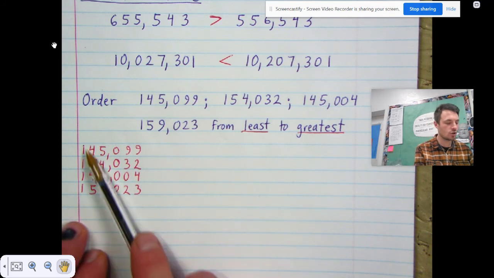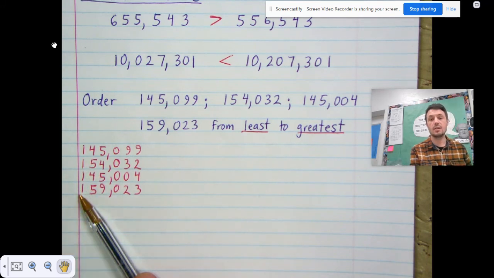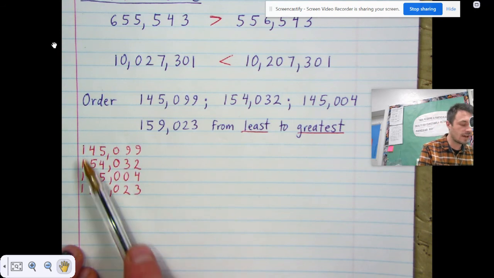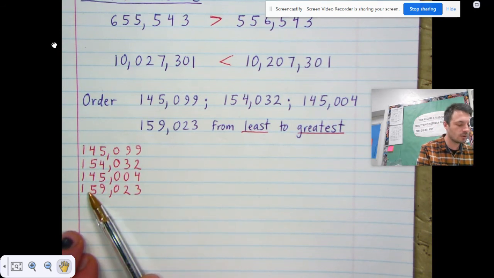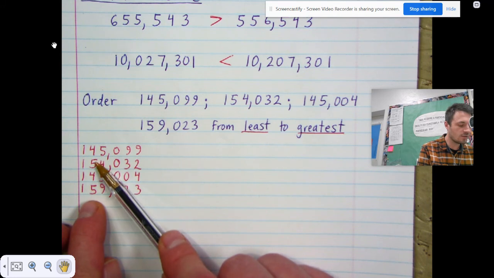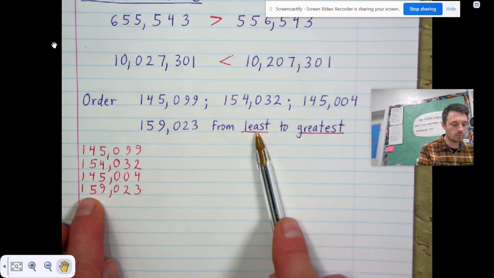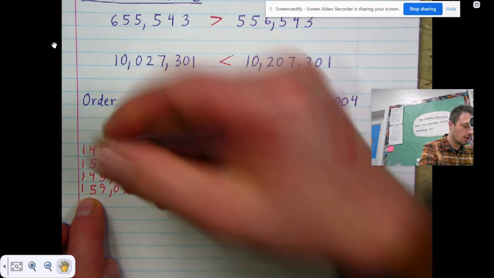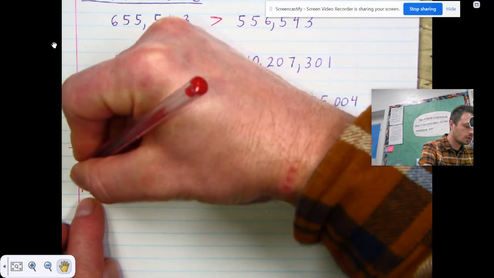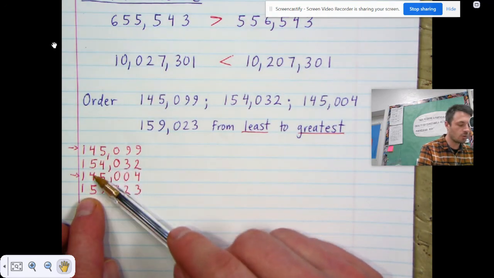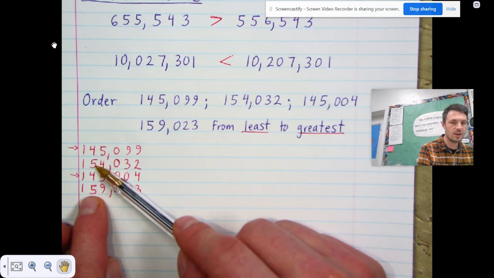And now I compare starting at the left, because that's where the digits are weighted the most. A 2 in the 100,000s place is worth a lot more than a 2 in the hundreds place. So I start over at the left, and they're all ones, which means I need to keep moving over. Here I have a 4, a 5, a 4, and a 5, and these are all in the 10,000s place. So I'm going from least to greatest, so I'm looking for the smallest number. And I know right off the bat it has to either be this one or this one, because they both have 4s in the 10,000s place, whereas these two numbers have 5s.